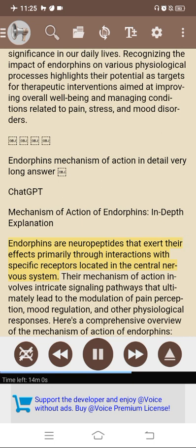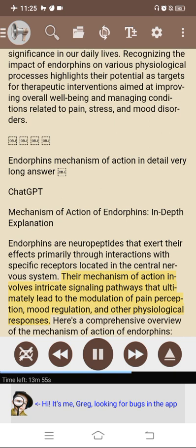Endorphins are neuropeptides that exert their effects primarily through interactions with specific receptors located in the central nervous system. Their mechanism of action involves intricate signaling pathways that ultimately lead to the modulation of pain perception, mood regulation, and other physiological responses. Here's a comprehensive overview of the mechanism of action of endorphins.